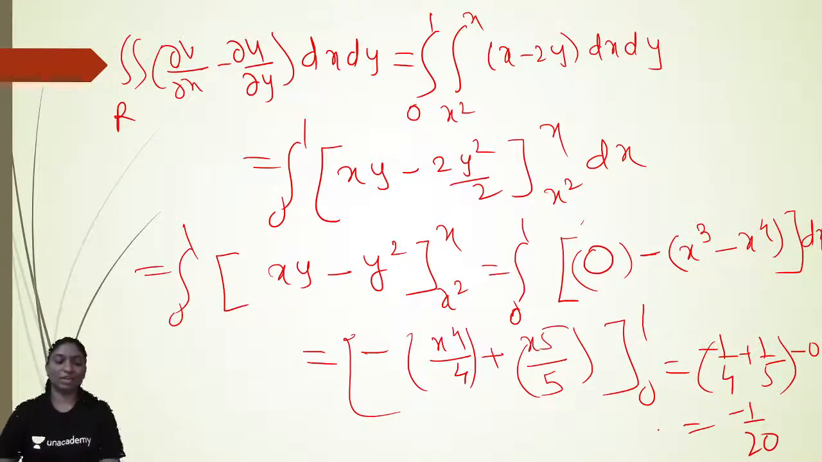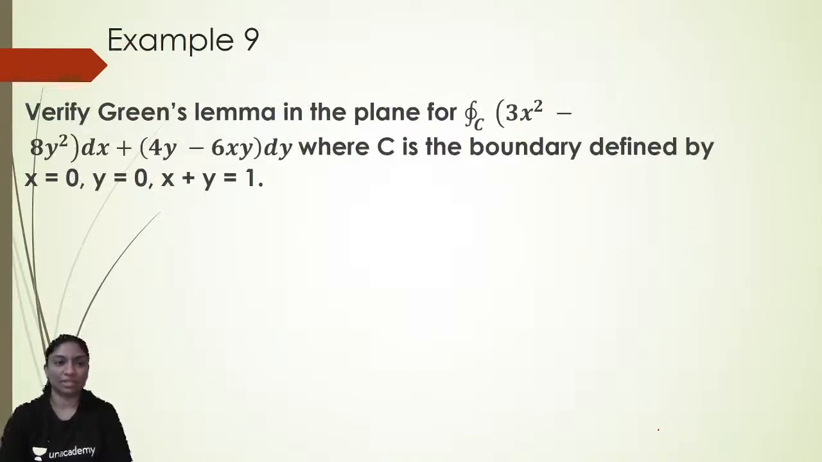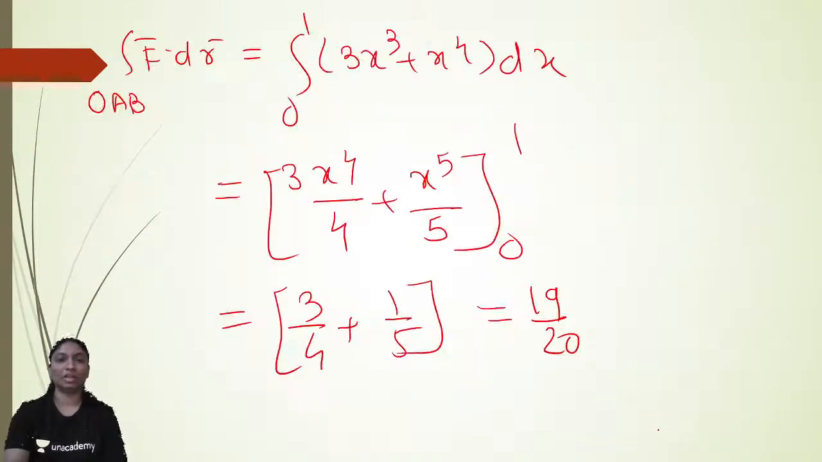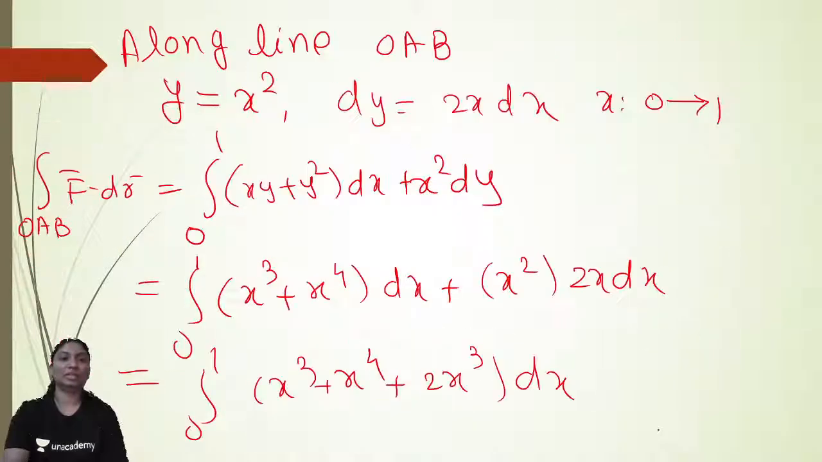तो हमारा डबल इंटीग्रल ओवर द रीजन R भी आ गया minus 1 by 20 और फर्स्ट इंटीग्रल, हमारा लाइन इंटीग्रल भी आ गया minus 1 by 20. So LHS is equal to RHS. Okay, so Green's theorem is verified. Hope you are clear here how to elaborate the Green's theorem.